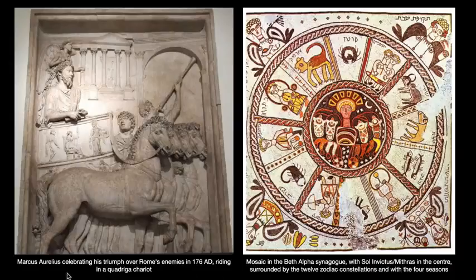Here's Marcus Aurelius celebrating his triumph over Rome's enemies in 176 AD, riding in a quadriga chariot. And this is the mosaic in Beth Alpha synagogue with Sol Invictus Mithraeus in the center, in a quadriga.